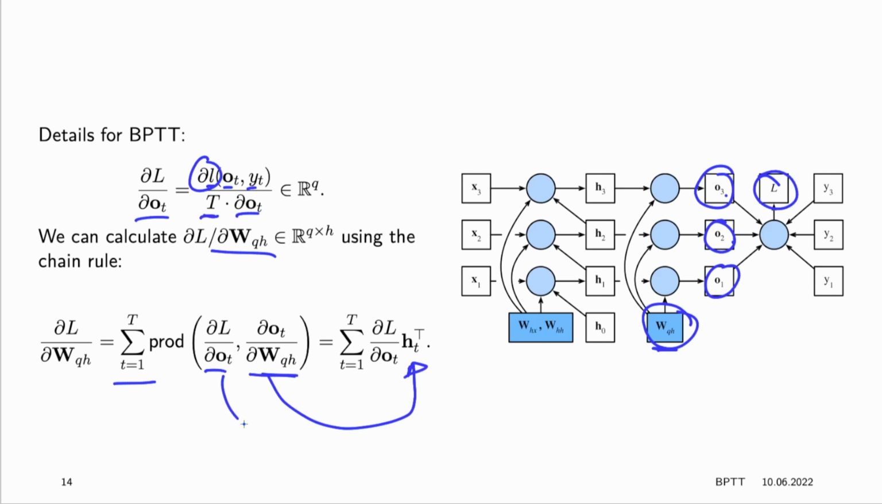So this term goes here, and here we have our H_t transpose. This is the general form for an arbitrary neural network with an arbitrary nonlinearity, but for the linear case we get the simplified term here.